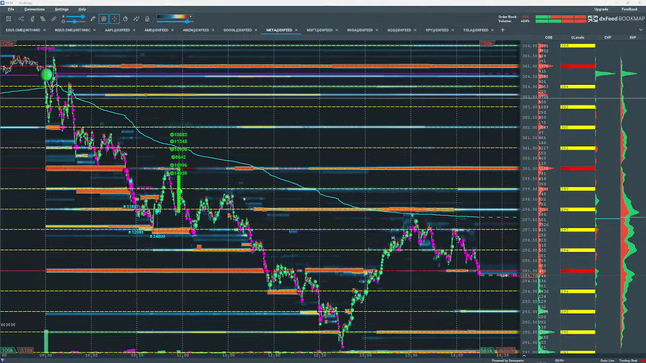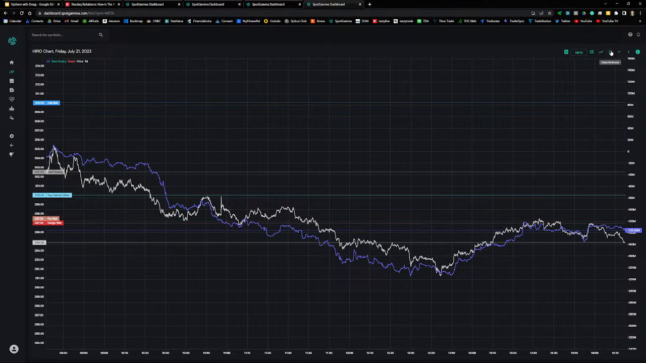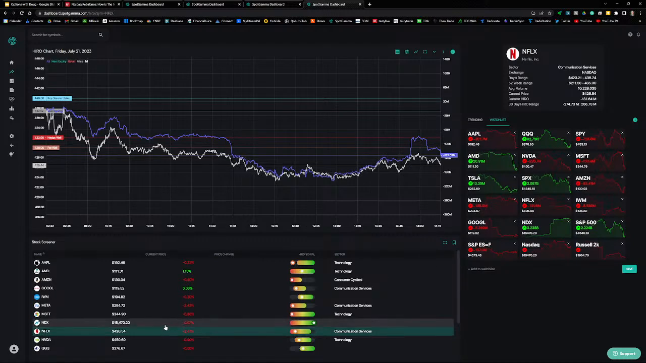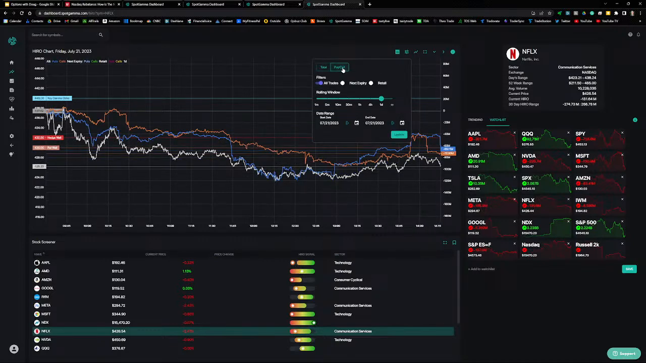All right, the next is Netflix. Now I don't have that in Bookmap, but I want to take a look at it in Hero. So here's Netflix in Hero. Netflix has 49% gamma expiring today. That's a pretty significant number. And traders are buying puts and selling calls, shown by the falling orange and blue lines and the negative numbers for both of those.